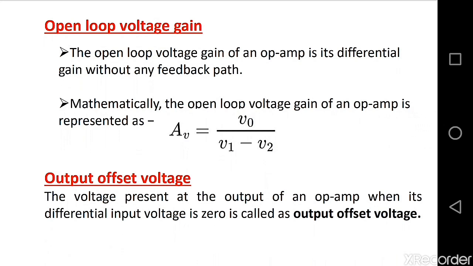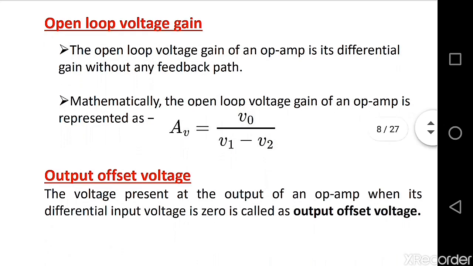AV equals VO by V1 and V2. VO is the output voltage and V1 and V2 are the input voltages.